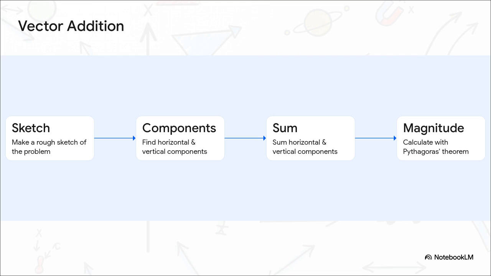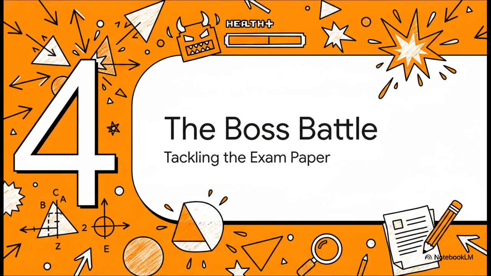Let's take those formulas and build a master plan. If you follow this simple, methodical 4-step recipe, finding the final resultant becomes a total breeze. First up, always sketch it out. Second, break every single vector into those x and y pieces we just talked about. Third, sum up all your x's together and then all your y's together. And finally, step 4, bring in good old Pythagoras' theorem to calculate the magnitude of your total resultant. Easy, right?